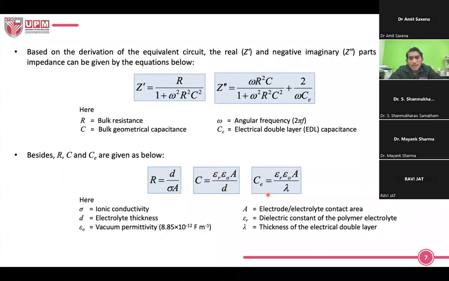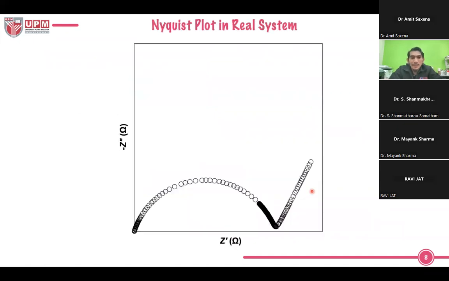And for the EDL capacitor, the equation is the same as for the capacitor, but the thickness is now the thickness at the EDL interface. But when we perform impedance measurement using the polymer electrolyte in a real system, we will not obtain a perfect semicircle and straight spike. We will have a depressed semicircle and a tilted spike as shown on your screen.